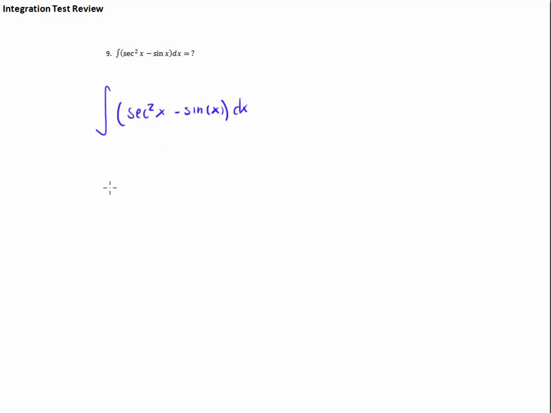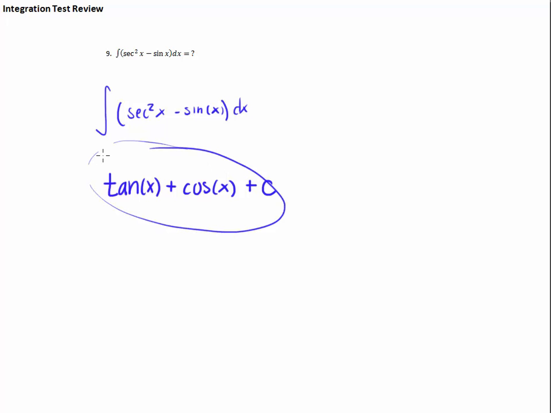The antiderivative of secant squared is tangent, and the antiderivative of negative sine is positive cosine. So there's our antiderivative of this. This is an indefinite integral, so we do have to remember the plus c. There you go. There's your answer right there. Easy peasy.